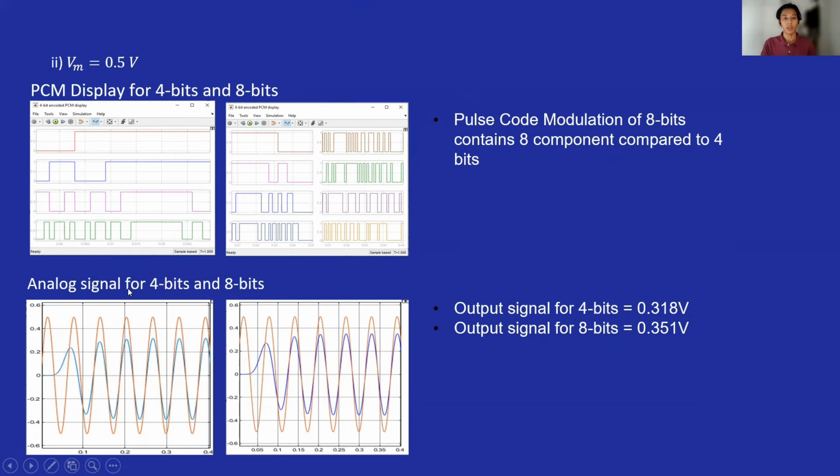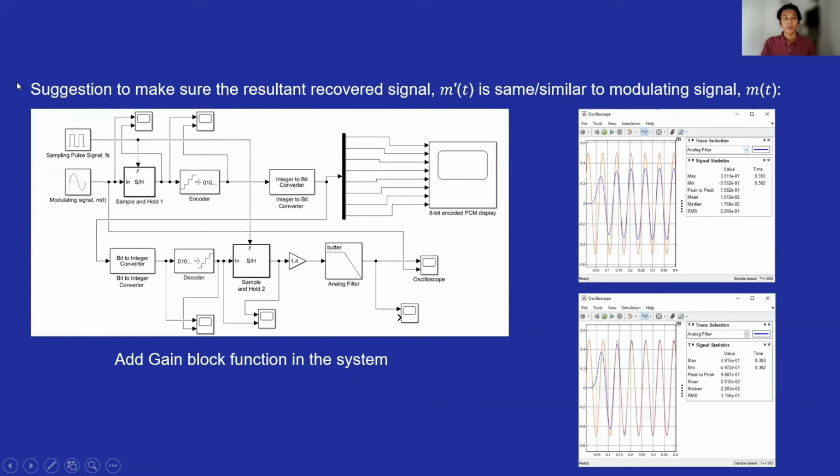Moving on to the analog signal between 4 bits and 8 bits, you can see that the output signal for both is lower compared to the input signal, where the output signals are 0.318 volt and 0.351 volt respectively. As a suggestion to make sure the resultant recovered signal is the same as the modulating signal, we chose to add a gain block function in the system with a value of 1.4.